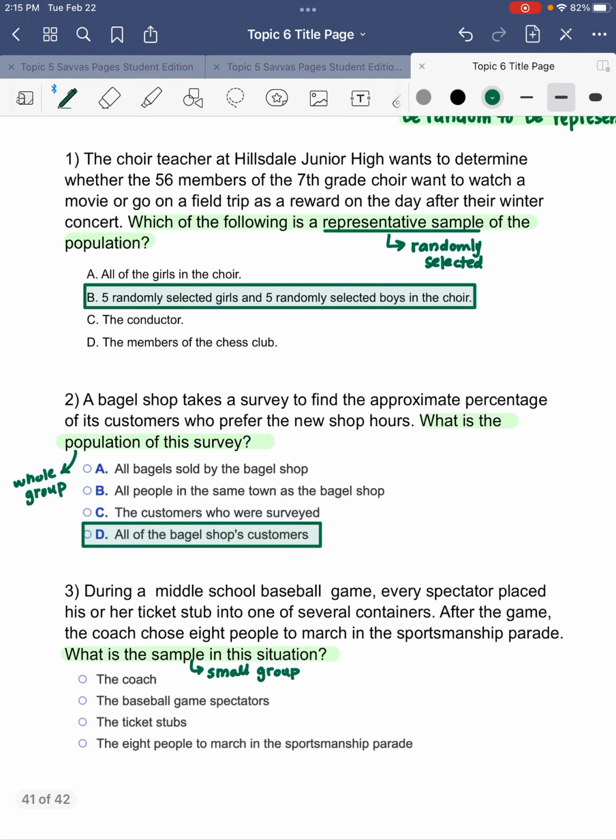So, I'm going to read it one more time. During a middle school baseball game, every spectator placed his or her ticket stub into one of several containers. Okay, so every spectator. Remember, spectator means like people watching a game. So that's everyone that was there. So that right there is the population.